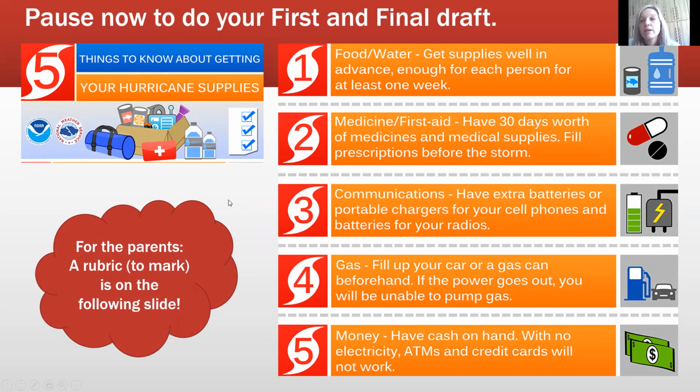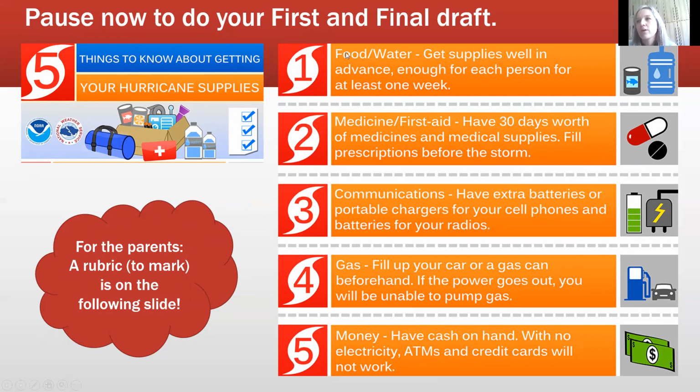I want you to write me a summary about hurricane supplies. You can write now your own title, what you need in case of a hurricane, or my hurricane supplies. You can decide what your title is going to be. You'll see there's 5 information paragraphs, 1, 2, 3, 4, 5. So you're going to write me 5 sentences underneath your title.